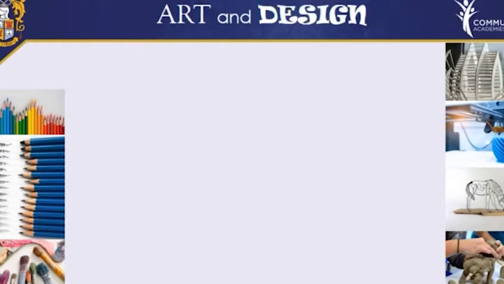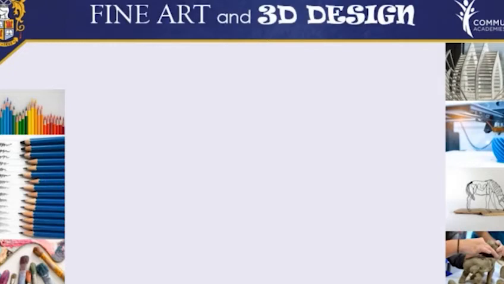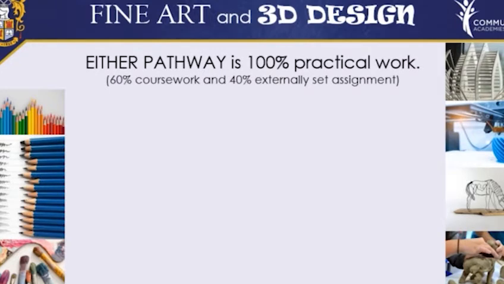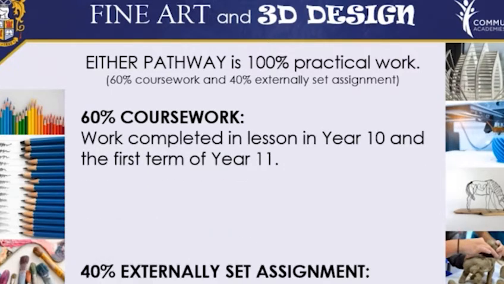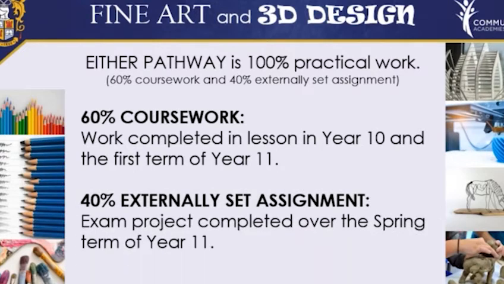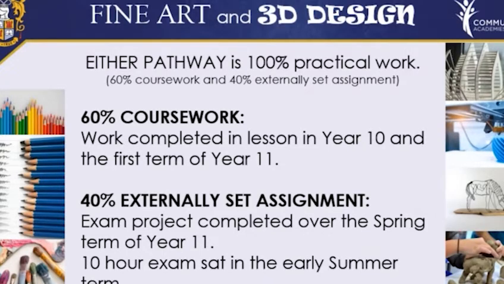So there are two pathways to choose from in art and design, and as I mentioned in the previous slide, both options are 100% practical work. That means that 60% of your grade is based on the work you produce in lesson in Year 10 and the first term of Year 11. And the other 40% is a project assignment set by the AQA exam board in the January of Year 11. During that spring term, you'll produce a project in a similar nature to your coursework, and you will create a final outcome in a 10-hour exam style period, which is split over 2 days in the ADT department.